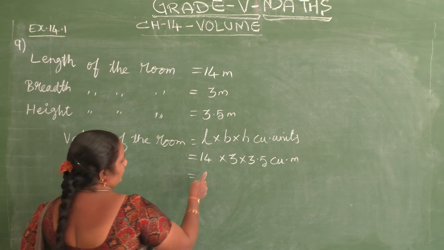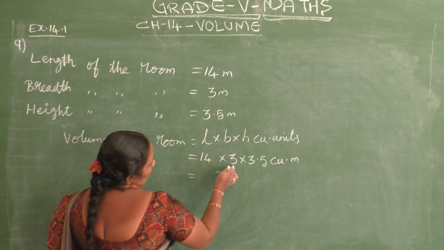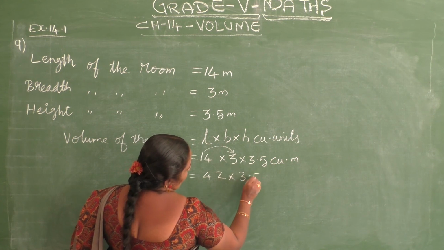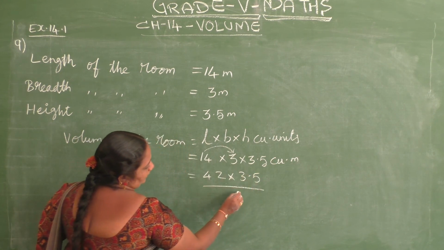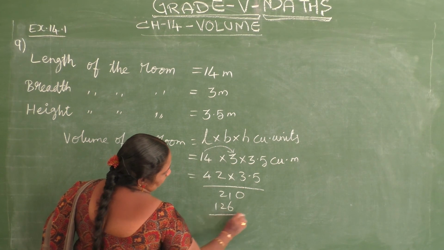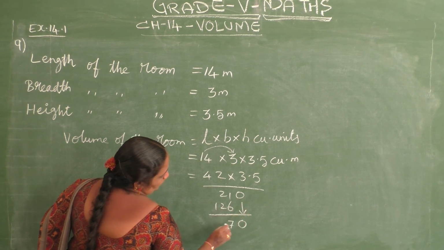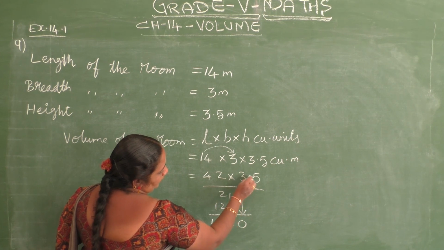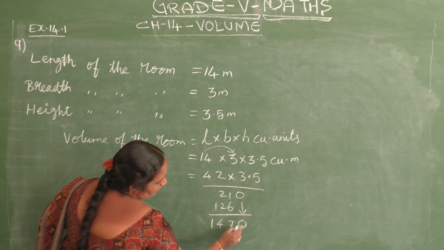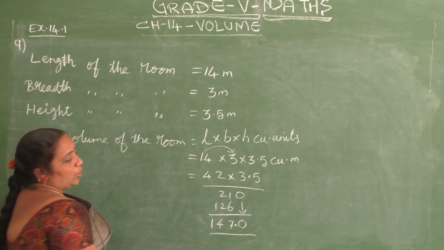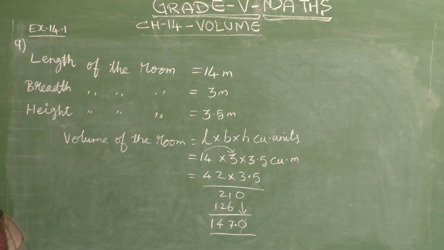So 14 into 3. 3 4s are 12. 1 3s are 3 plus 1 is 4. So 42 into 3.5 because it's a decimal. So 2 5s are 10, 0. 4 5s are 20 plus 1, 21. 3 2s are 6. 3 4s are 12. 0. 6 plus 1, 7. 4. 1. Then after the multiplication, you have to keep the decimal point after 1 digit, because here they gave 3.5. So after 1 digit, keep the decimal point. That means 147 only. After the decimal point, if you have a 0 means no value for that 0. Okay. So volume of the air. We find the volume of the air.